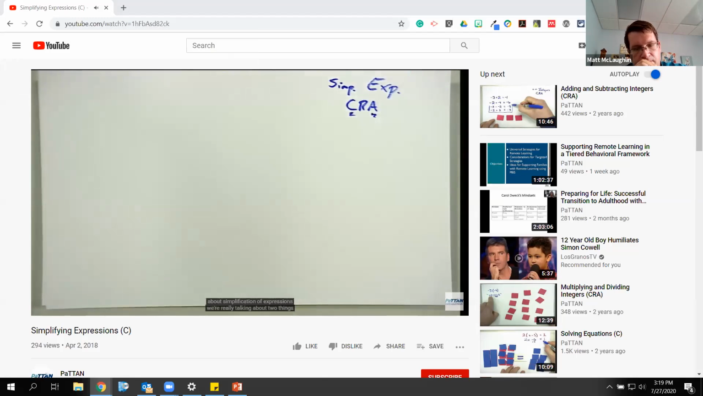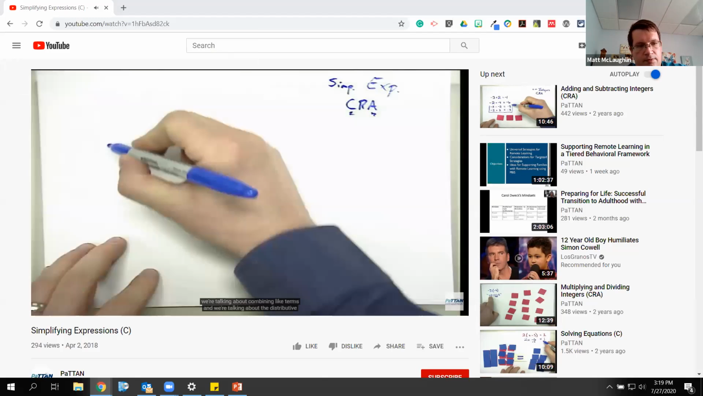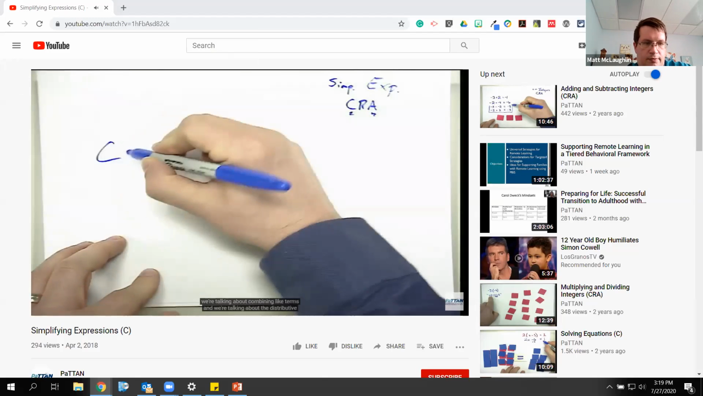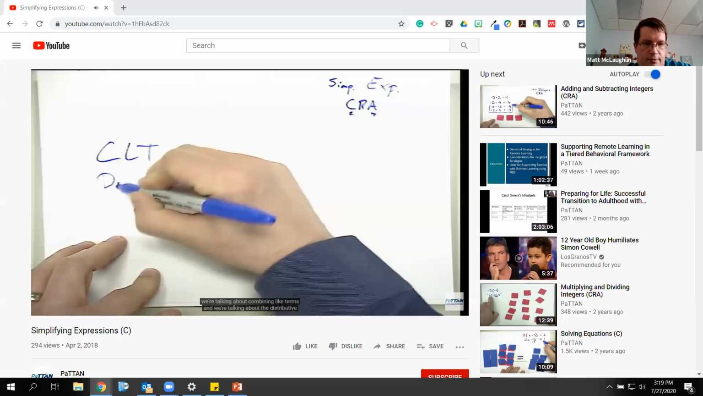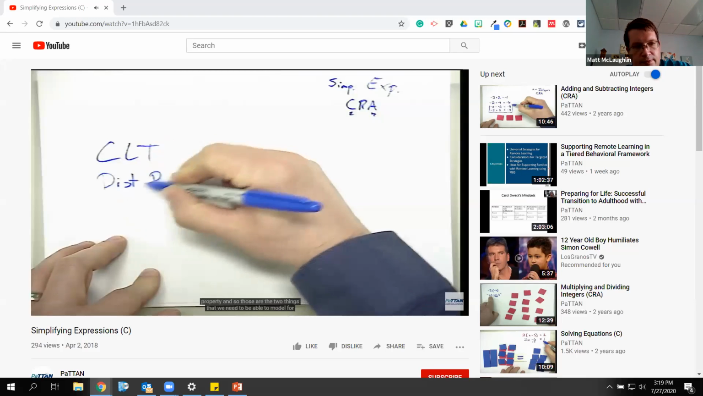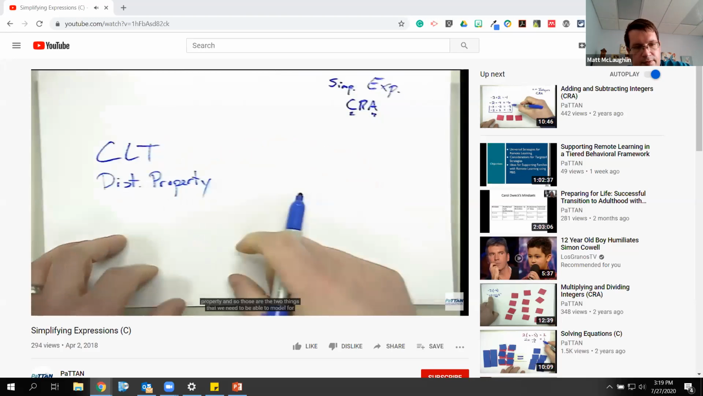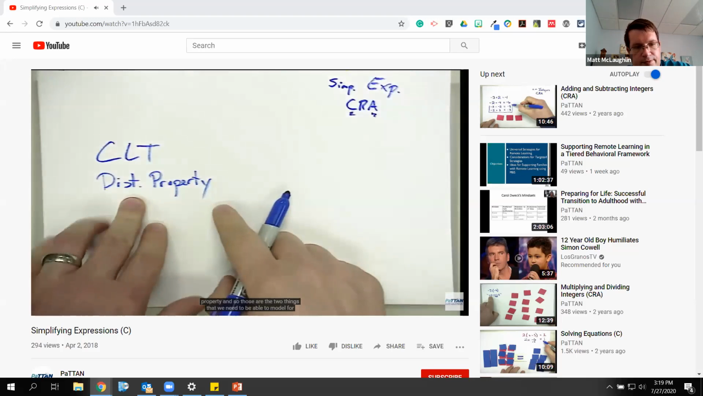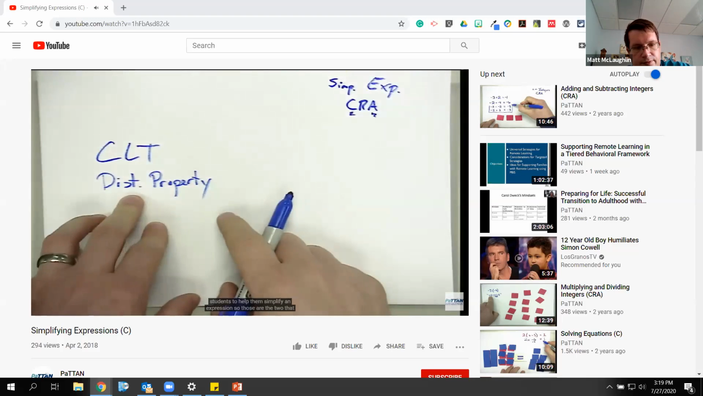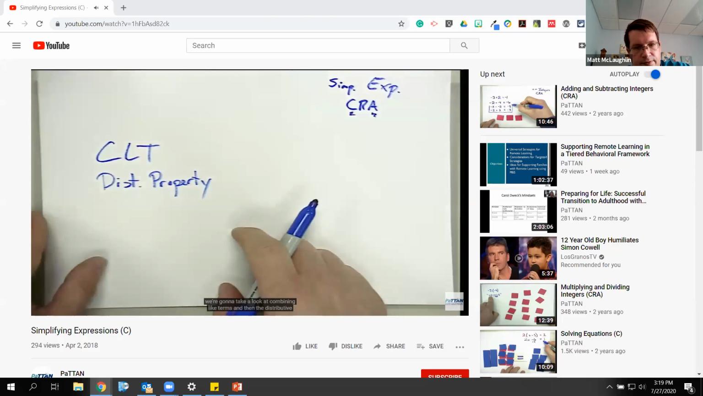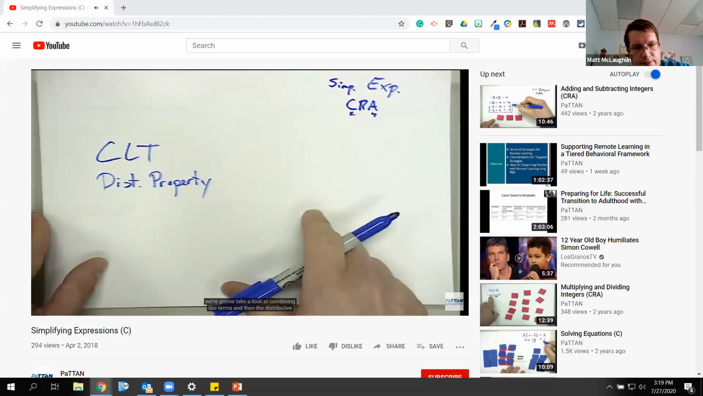When we think about simplification of expressions, we're really talking about 2 things. We're talking about combining like terms, and we're talking about the distributive property. Those are the 2 things that we need to be able to model for students to help them simplify an expression. So those are the 2 that we're going to take a look at, combining like terms and then the distributive property.